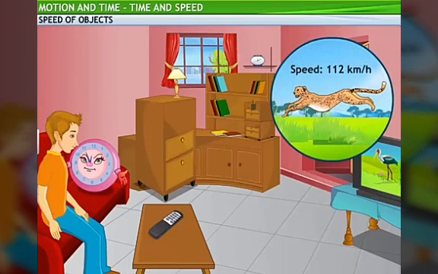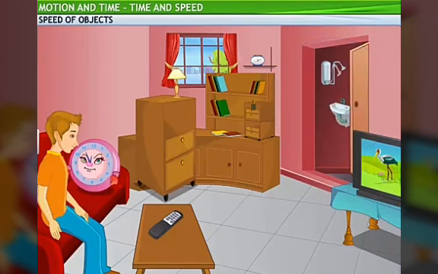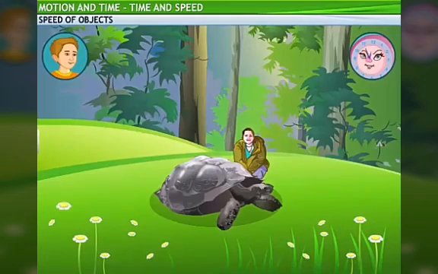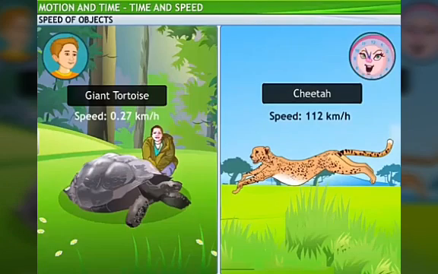It can move with a speed of nearly 112 km per hour. Do you know the speed of the giant tortoise? Not really. It moves at a speed of nearly 0.27 km an hour. Can you calculate how fast is the cheetah as compared to the tortoise?